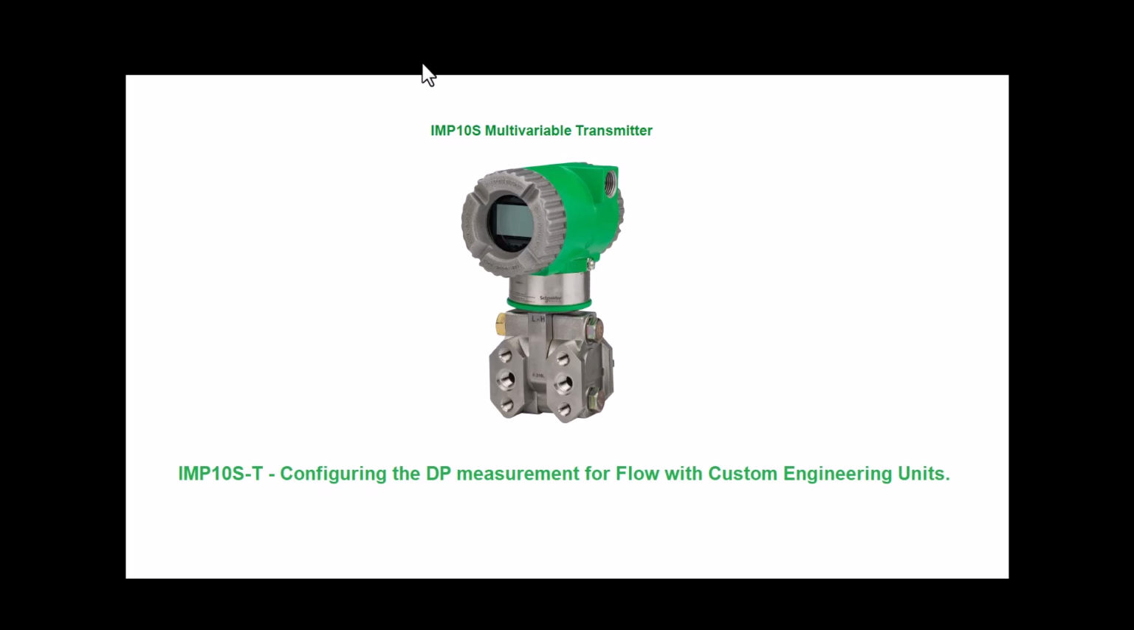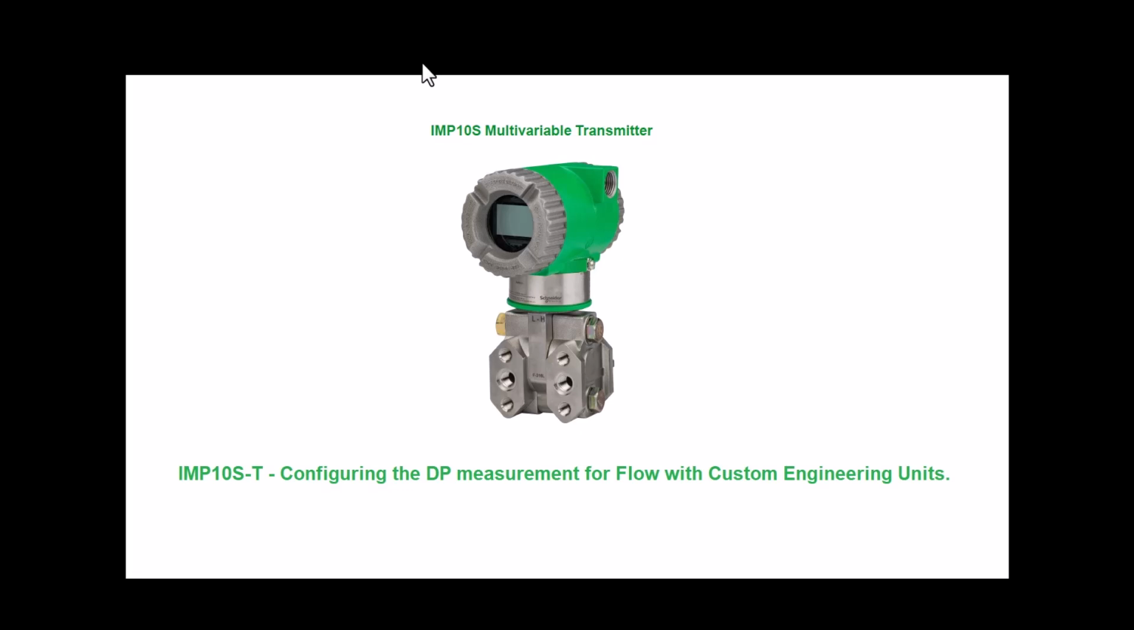In the following demonstration, we are going to configure the differential pressure measurement of the model IMP10S-T HART multivariable transmitter to square root mode using Pactware. The differential pressure range will be 0 to 100 inches of water, and the flow range will be 0 to 500 GPM, gallons per minute.